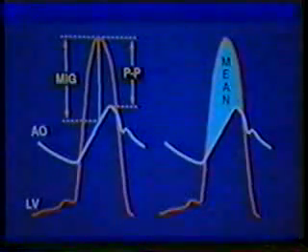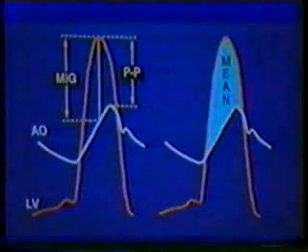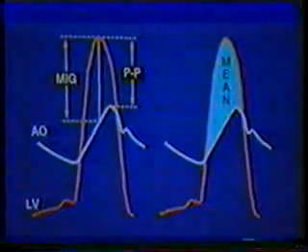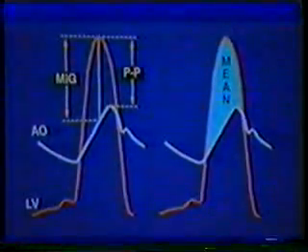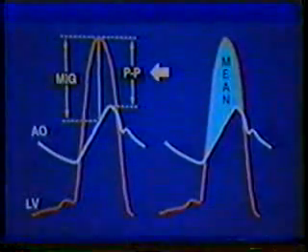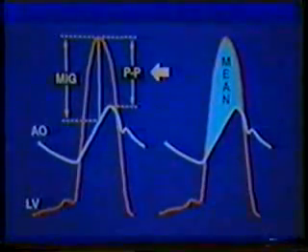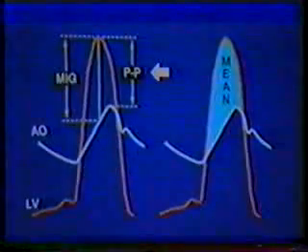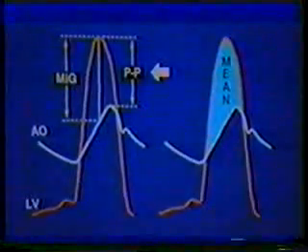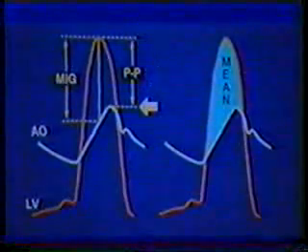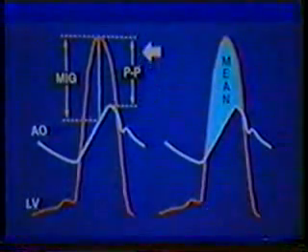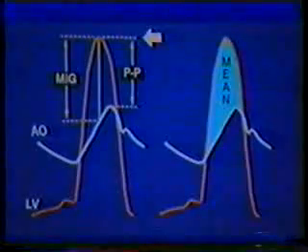It is important to understand the difference between Doppler maximum instantaneous gradients and cath peak-to-peak gradients. The peak-to-peak gradient is used as a marker of severity of aortic stenosis by many catheterization laboratories. This has come about through convenience. The peak of the aortic pressure is simply subtracted from the peak of the left ventricular pressure.